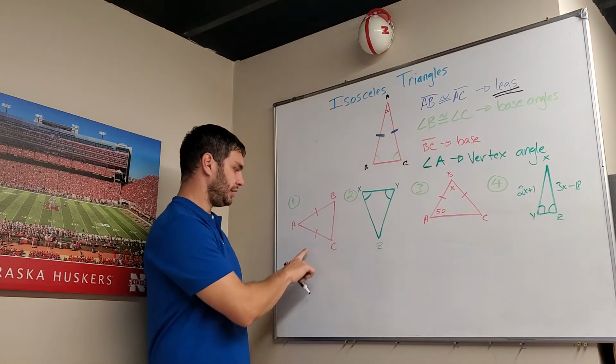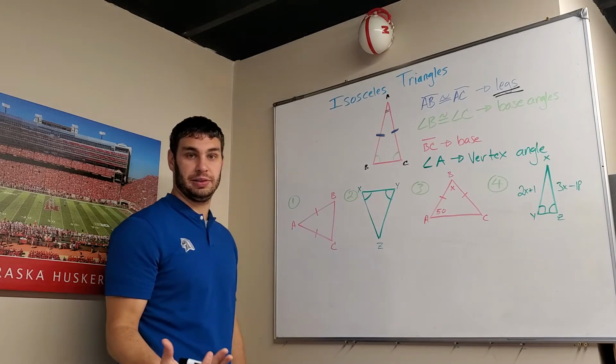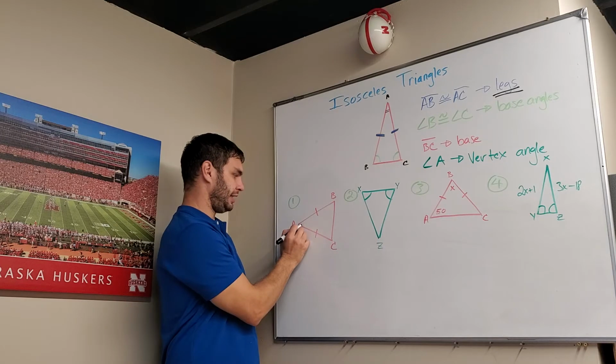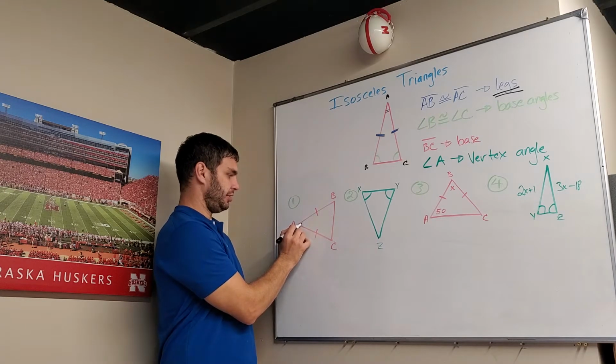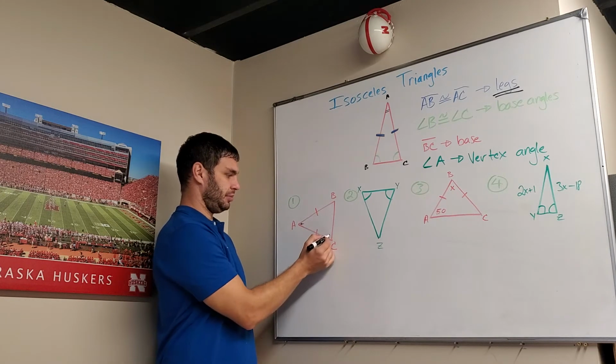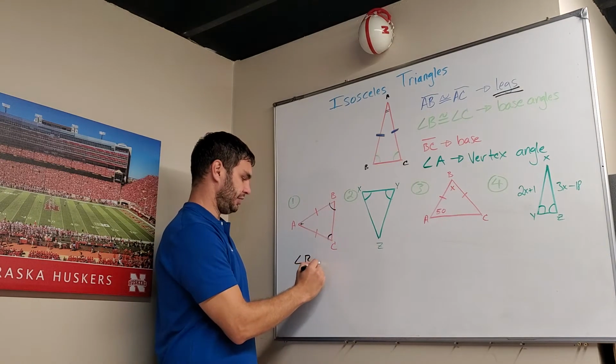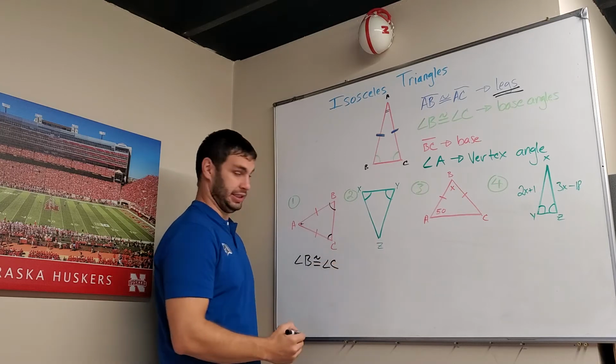Example one, this one I want us to say which two angles would be the same. So remember, if we're given two legs that are the same, it's not going to be the angle that's between them, so not that one, but it's going to be the other two angles. So in this case, angle B is going to be congruent to angle C.